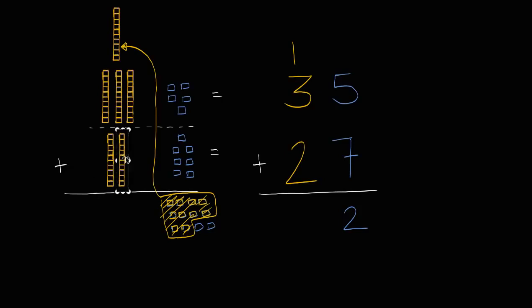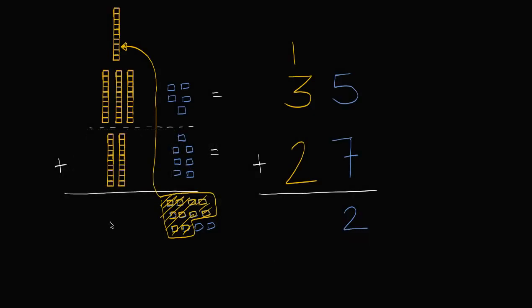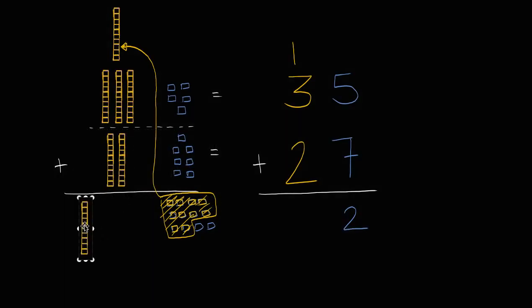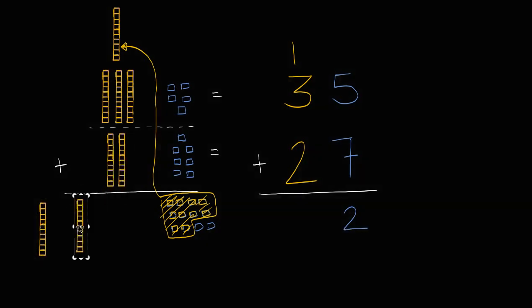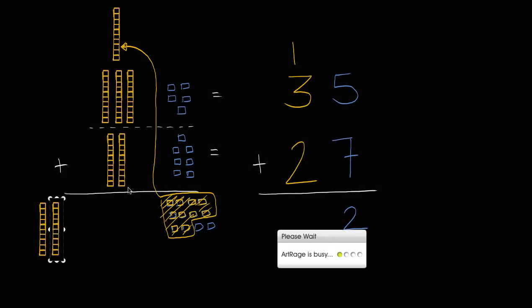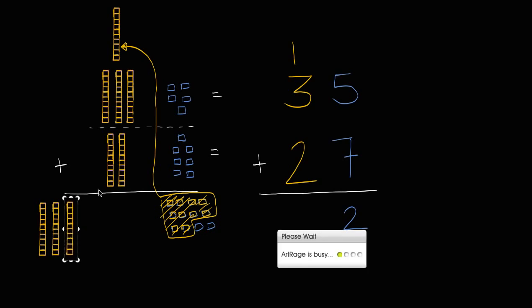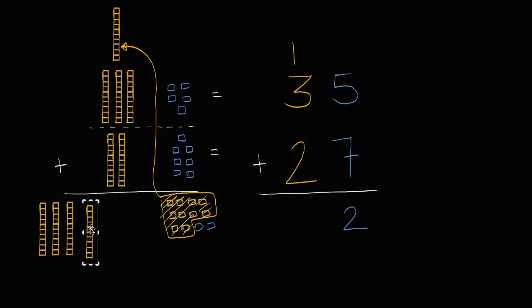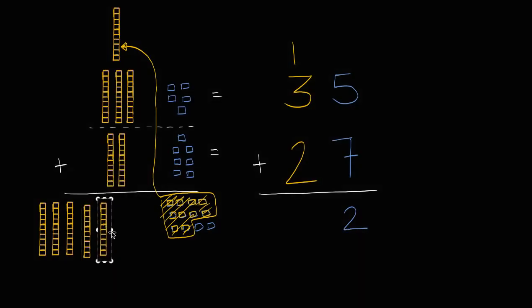So let's do that. Whoops, wow, that's not what I wanted to do. That was kind of, all right. We have 1, 2, 3, 4, and we have, my computer is slowing down, 5, and then we have 6 tens.